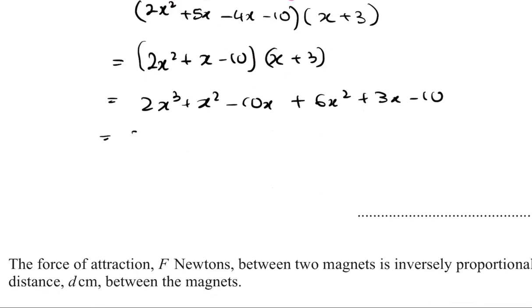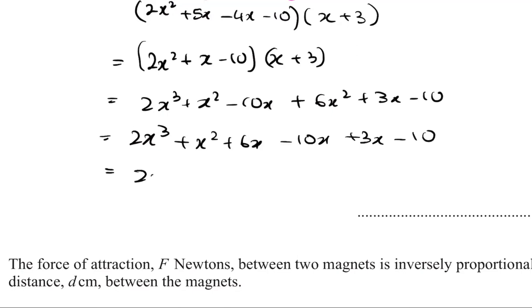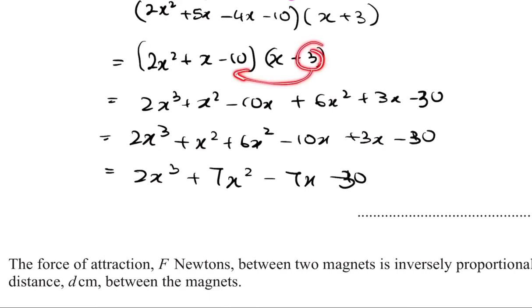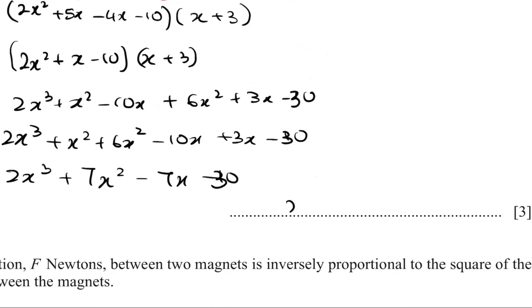Okay, now we just need to put in the like terms. 2x cubed plus 7x squared minus 7x minus 10. Do you have that? Oh, okay, minus 30. That's 3 times negative 10. 2x cubed plus 7x squared minus 7x minus 30.